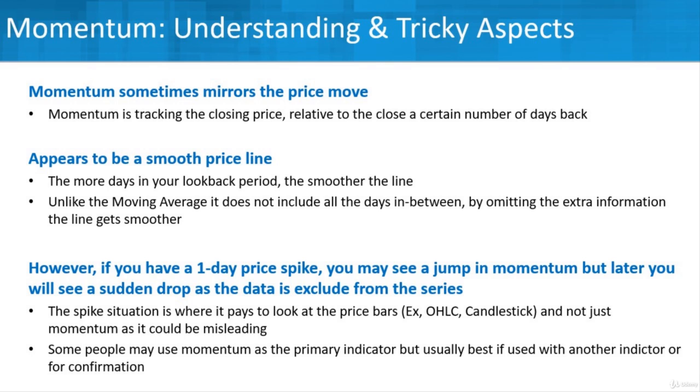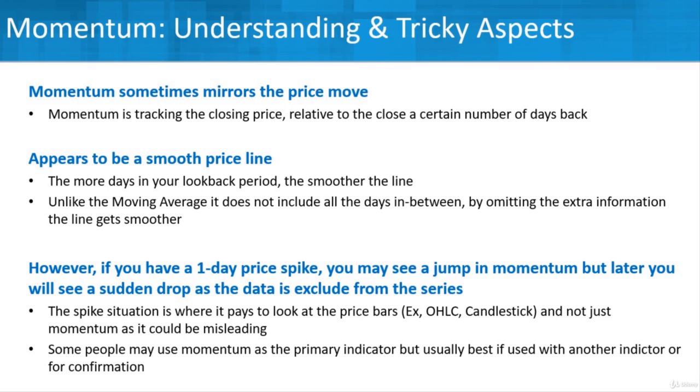However, if you have a one-day price spike, you may see a jump in momentum for a moment, but later you will see a sudden drop as the data is excluded from the series. Let's say it's a price spike up. You're going to see your momentum indicator have maybe a more dramatic change, and then it's going to account for that in the next day as it looks back at its look back period.